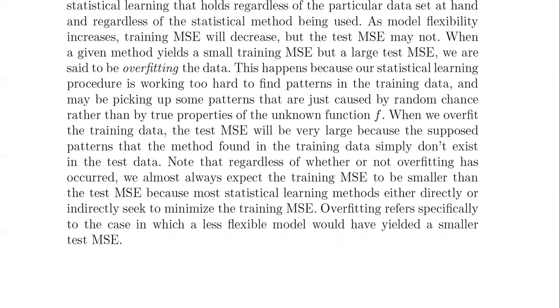When a given method yields a small training MSE but a large test MSE, we are said to be overfitting the data. This happens because our statistical learning procedure is working too hard to find patterns in the training data and maybe picking up some patterns that are just caused by random chance rather than by true properties of the unknown function f.